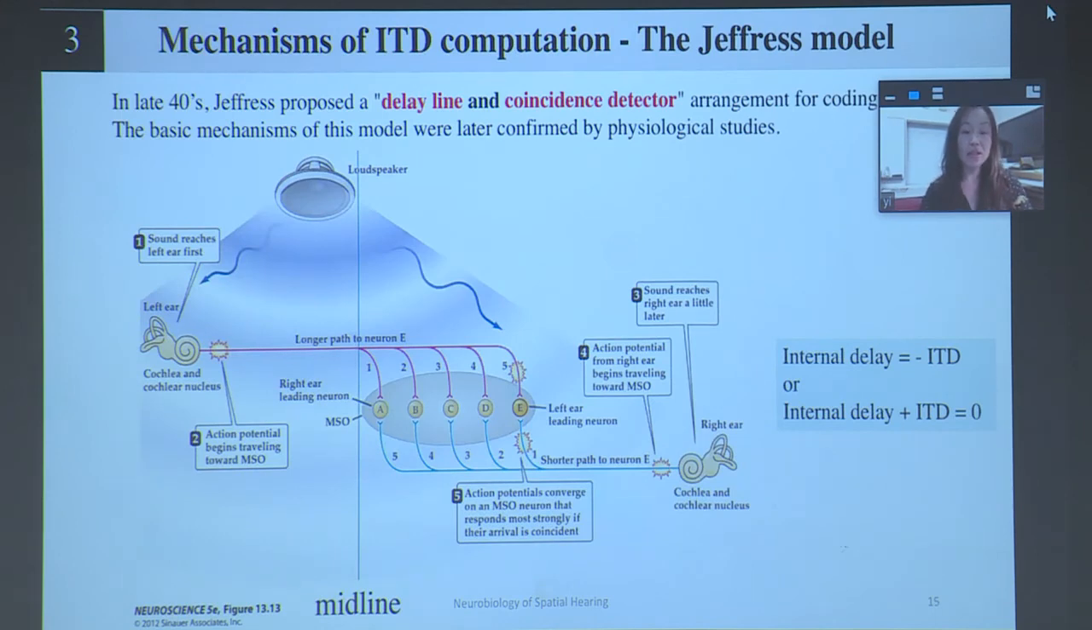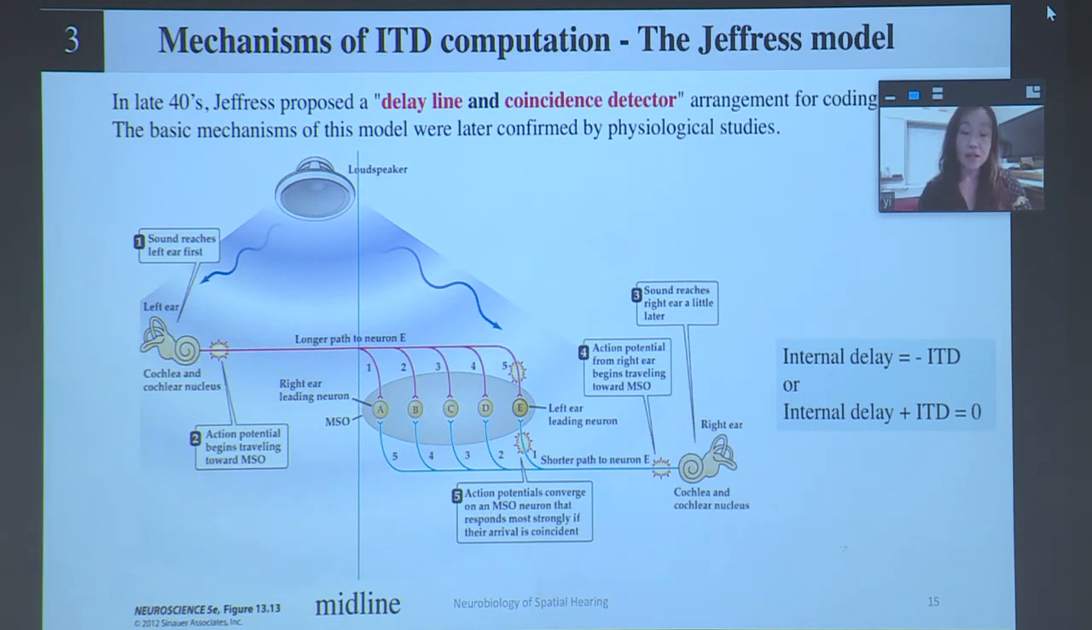The mechanism of ITD computation actually was speculated more than half a century ago. It was a famous model called the Jeffress model. In the late 40s, Jeffress proposed that perhaps the reason we can utilize the interaural time difference or interaural phase difference is because the external delay differences, ITD, can be compensated by the internal travel time of the signal from the ear to a neuron or to a central processor.